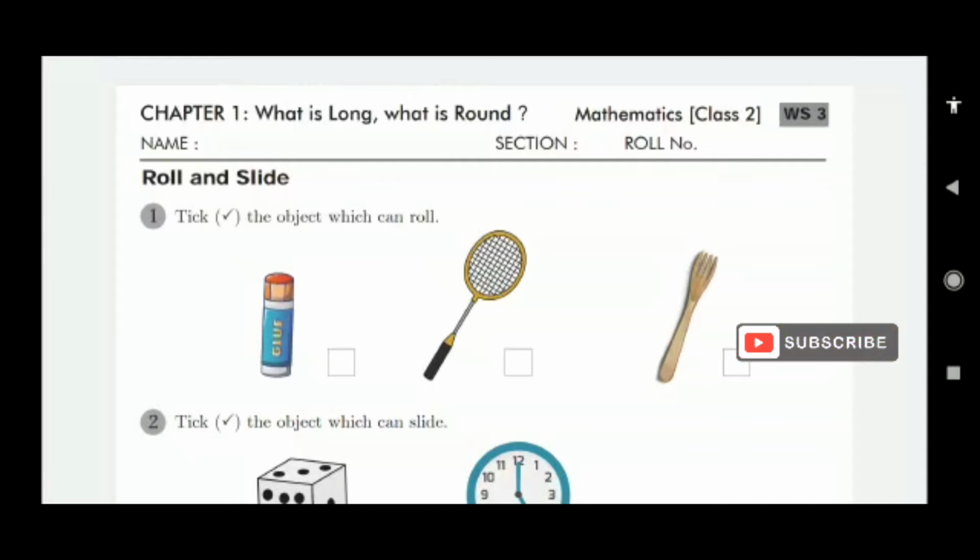Here, what is this? This is one rounded item. So, will this roll or slide? It will roll. So, roll means you write here roll. Which can roll? This is roll, no? So, put a right mark. This won't roll, it slides. So, put a wrong mark. This won't roll. This also put a wrong mark.